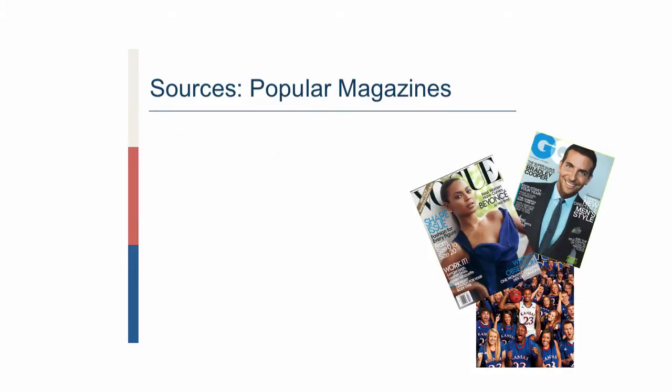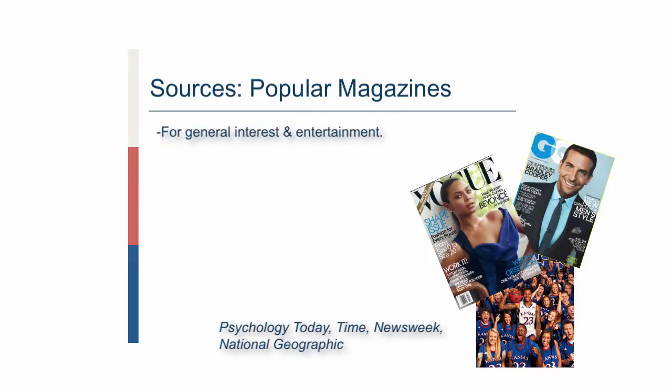The first popular source we will discuss today is magazines. Magazines such as Vogue, GQ, and Sports Illustrated are intended for general interest and entertainment. Think about the magazines you see in the doctor's office or in the checkout line at Target. The articles are short and you can usually read them in one sitting.